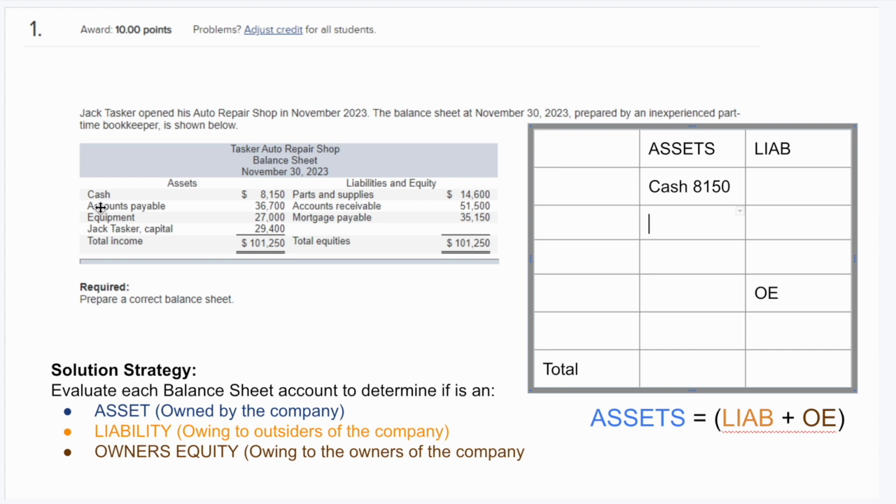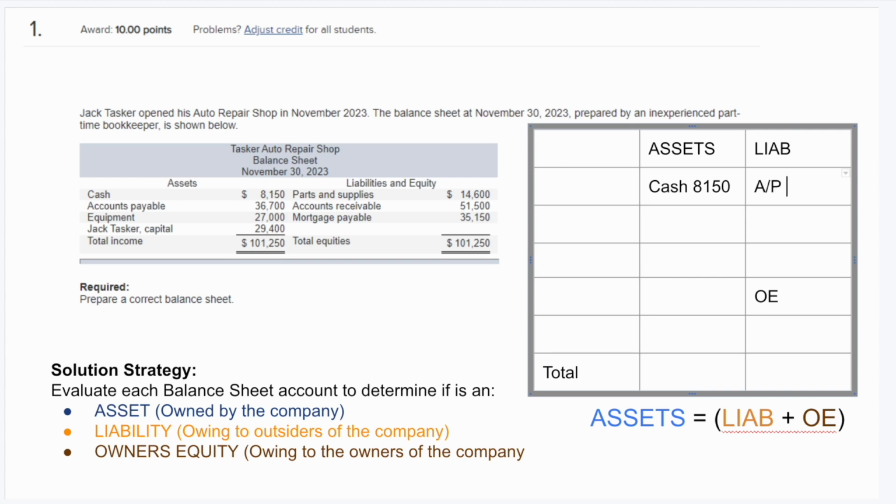Accounts payable. Let's think now, a payable is something that you owe somebody. It's a payable, meaning you pay it to someone else. It is certainly not an asset. An asset is stuff that you own. However, it is payable to someone else, which by definition is a liability. So actually, accounts payable should be in the liability column. So I'm just going to write a P here, and that will be for $36,700. Okay? Now, let's move to the next one.